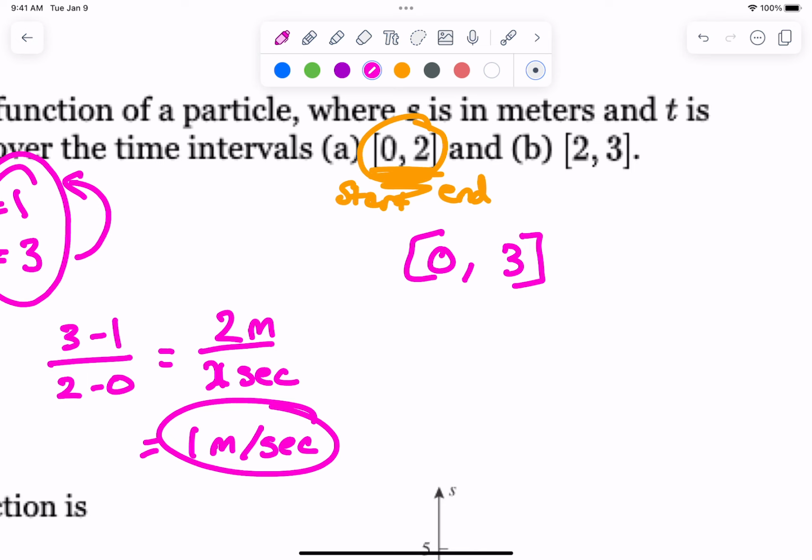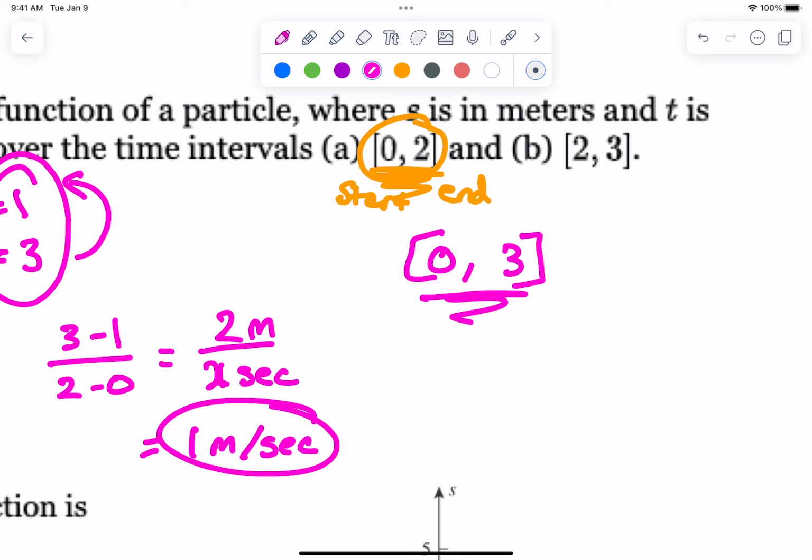The faster you fall. So if I'm falling longer from 0 to 3 seconds, my average velocity is going to go up, because I'm going to be going faster at 3 than I was at 2. Does that make sense? So from 0 to 3 seconds, I'm going to have an average velocity that's more than 0 to 2 seconds, because I've been falling longer and I've been falling faster.